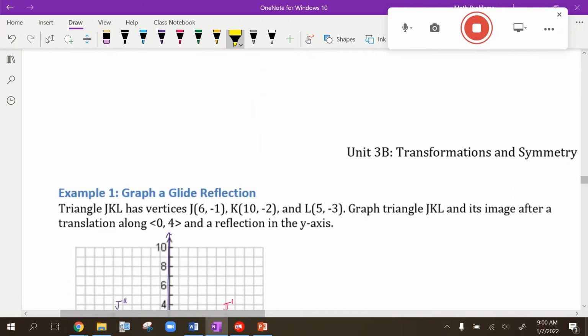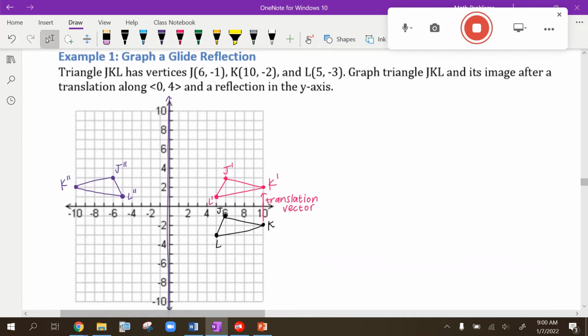Now let's go ahead and try one on a coordinate plane. You can see I've drawn it already, but let me explain it to you. First, it tells us the vertices of the triangle JKL. So the first step is to plot the vertices of triangle JKL. Next, it says to graph the triangle and its image after a translation along <0, 4> and a reflection in the y-axis. Something that's super important to note about transformations and compositions: with a composition, you always must go in the order that is given.